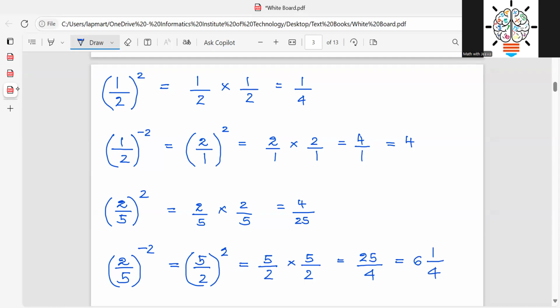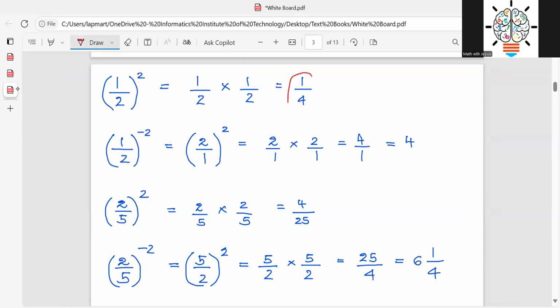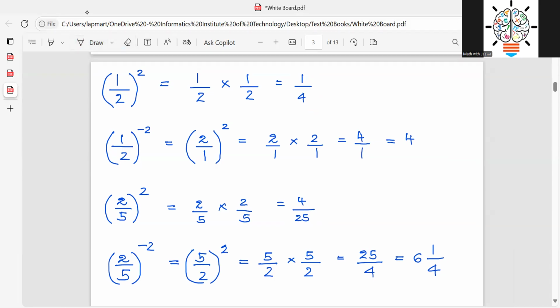Hope it is clear. Now let's see, children, what has happened here. 1 over 4, 4. 4 over 25, 25 over 4. Can you see? When you have the negative index, you had to get the reciprocal, so the answer is also the reciprocal, right? I'll do one more question for your knowledge.